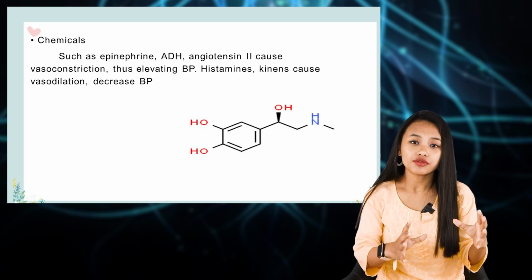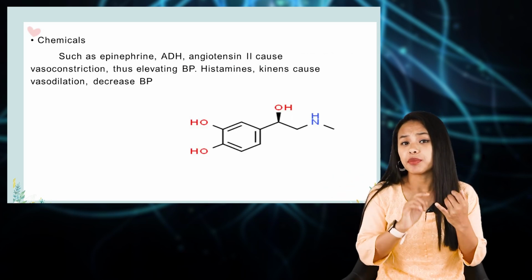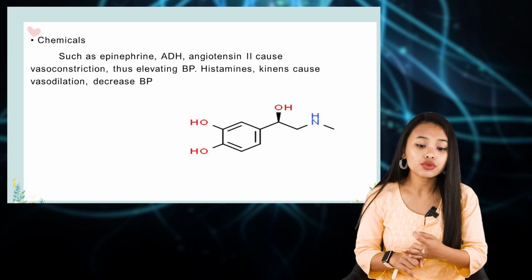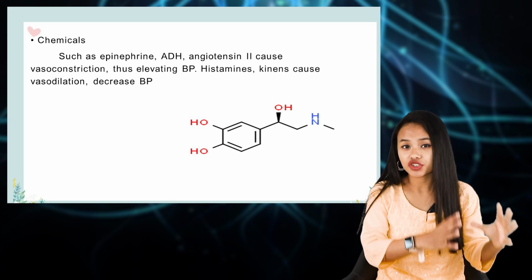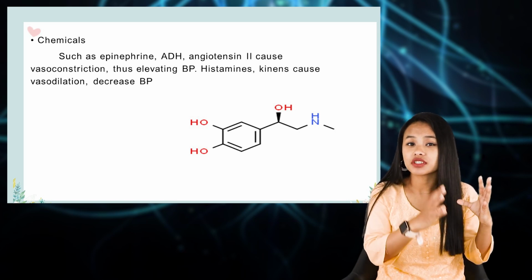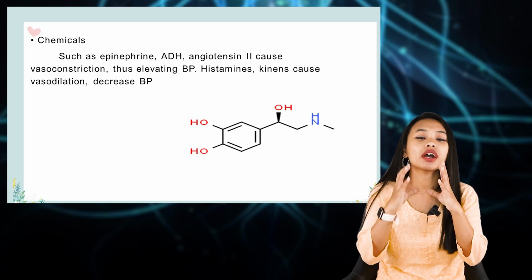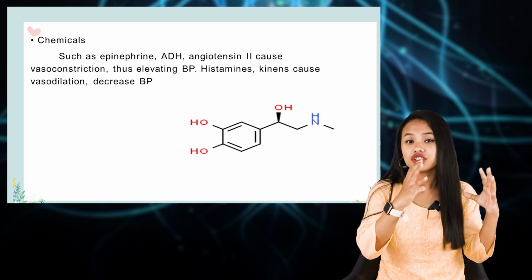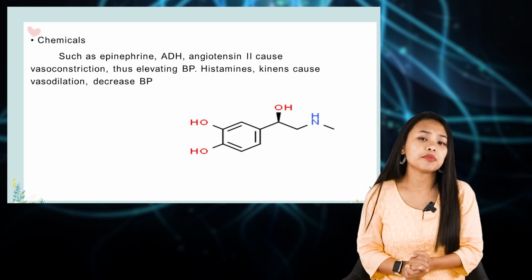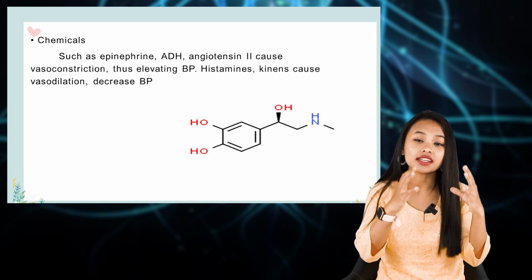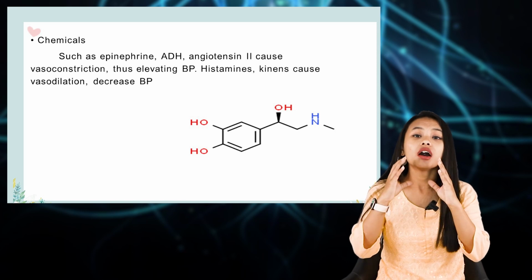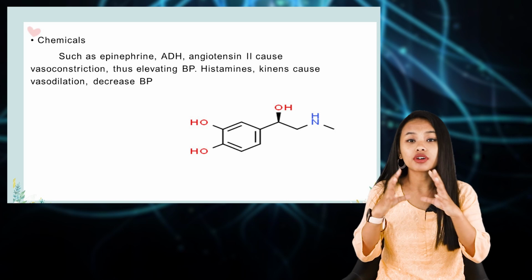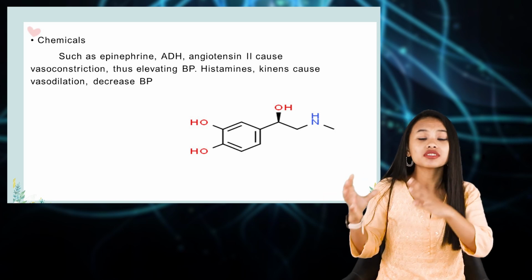And then chemicals, right? Chemicals such as epinephrine, ADH, as well as angiotensin 2 can cause vasoconstriction, and whenever there is vasoconstriction, this would ultimately lead to an increased blood pressure, right? So if a client is under angiotensin 2, epinephrine, or ADH, then this can lead to an increased blood pressure. Whereas if the client is under histamines or kinins, then this will cause vasodilation.